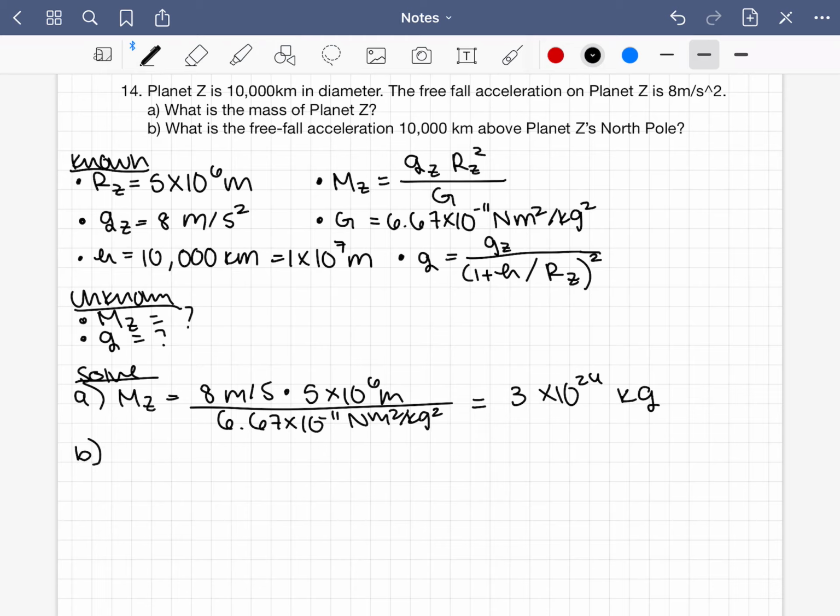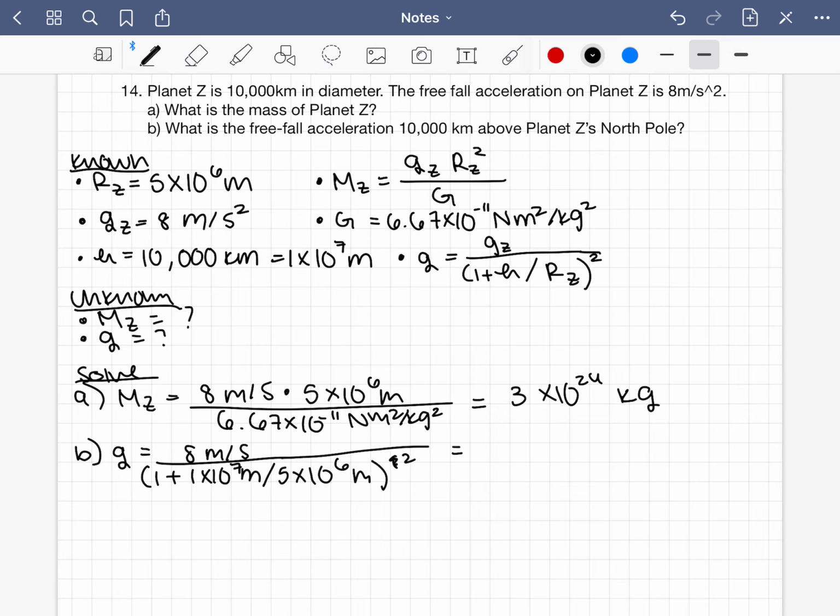And then for part B, same thing. I'm just going to plug in numbers into the equation for the free fall acceleration. So the free fall acceleration is equal to the free fall acceleration at the surface, 8 meters per second squared, divided by 1 plus the distance from the surface, which is 1 times 10 to the 7 meters, divided by the radius, which is 5 times 10 to the 6 meters, and all that is going to be squared.